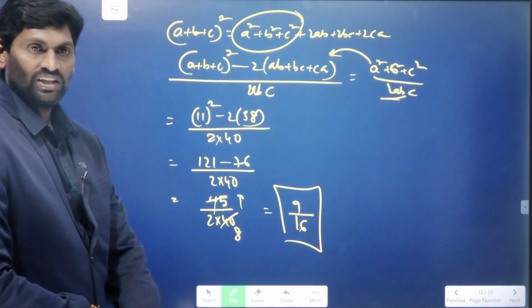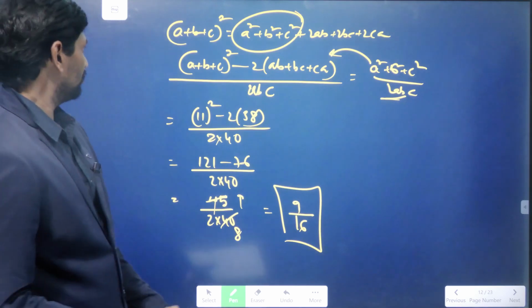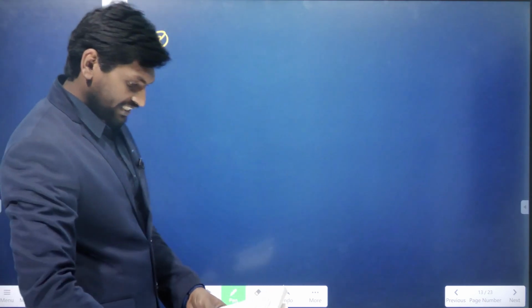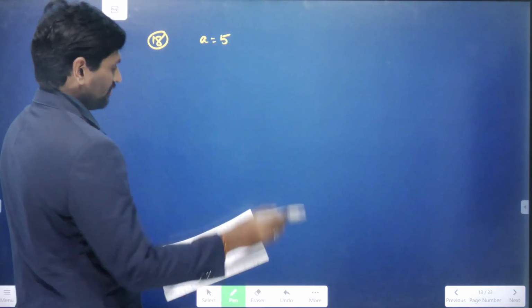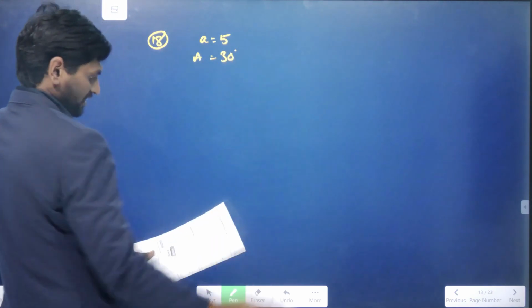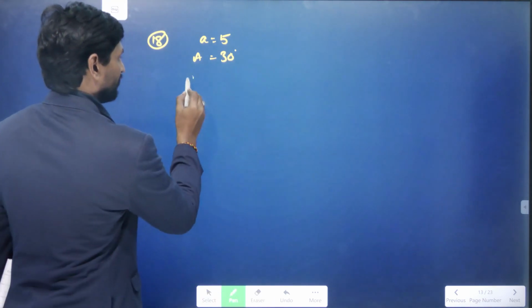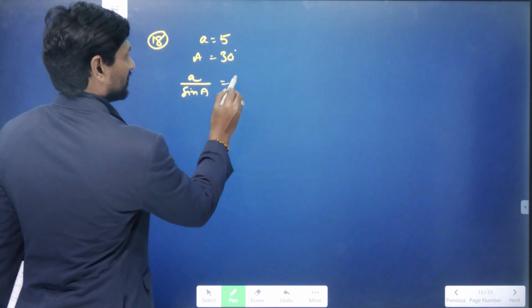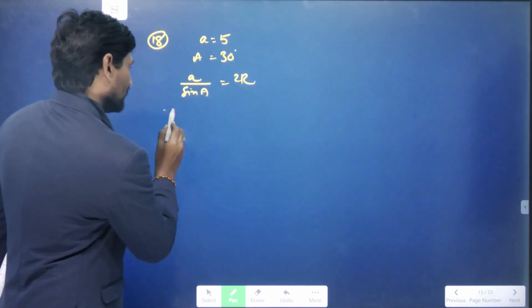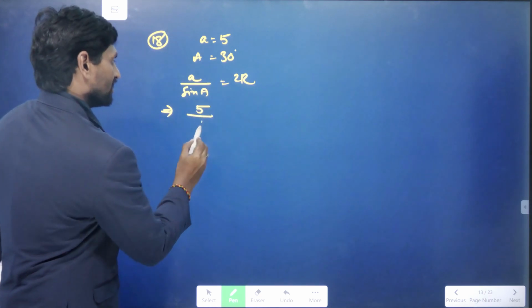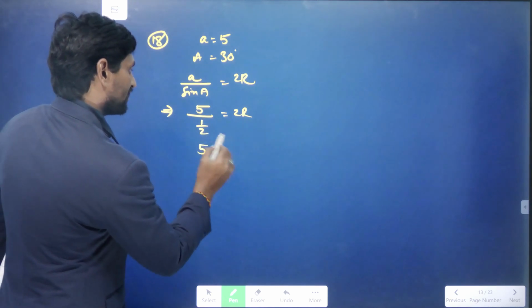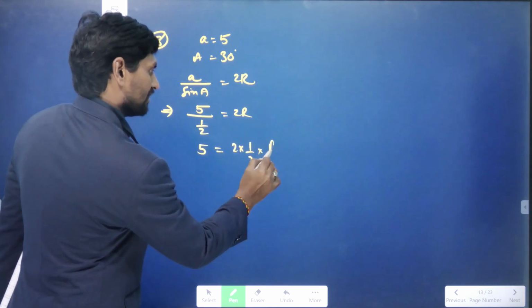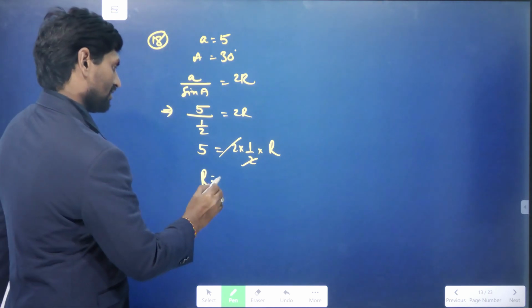Okay, let us go to the next problem, problem number 18. What is the 18th problem? In triangle ABC, a value is 5 and capital A value is 30 degrees. Then we need to find the circumradius. I am using the sine rule: a by sine A is equal to 2r. In the place of a, I can write 5. Sine 30 degrees is 1 by 2. That equals 2r. Now 5 divided by 1 by 2 is on this side. When you transpose, multiply. So numerator and denominator cancel, and the r value is 5.